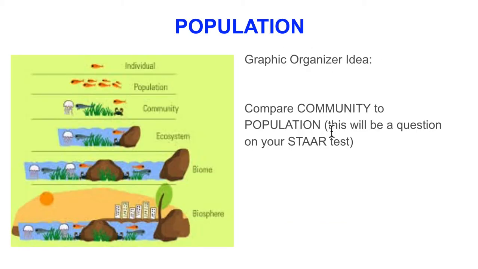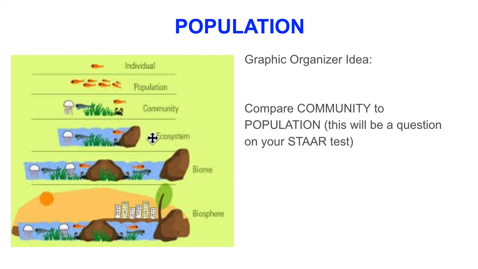So once again, I'd probably use that same graphic organizer, compare community to population, because it's really important that you understand the difference between that. And if you've noticed, we're kind of going backwards from when we started talking about ecology. So our biosphere is the biggest one. Ecosystem is a little bit smaller.